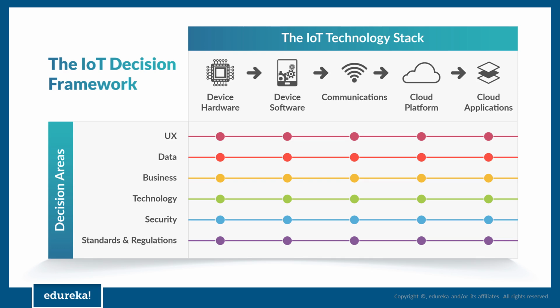So that is called the decision framework. For each area of the technology stack, you will run through each of the 6 decision areas and make some decisions based on that. So as an architect, as a part of the team who's developing any IoT solution, this is what you need to do. Before you even embark, you need to come up with a decision blueprint, as we call it.